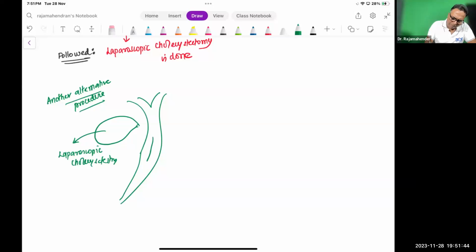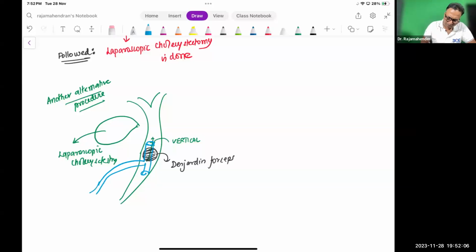And I will open the bile duct vertically. Remember, I should open the bile duct vertically and remove the stone from the bile duct by using a special forceps known as Desjardins forceps. With the help of Desjardins forceps, remove the stone and after that, keep a T-tube like this inside. This is known as T-tube kept inside.